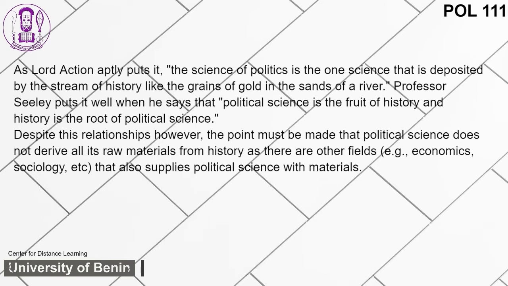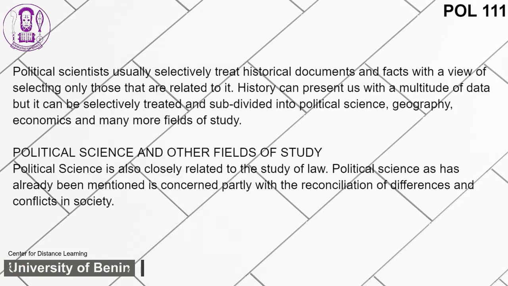Professor Seeley puts it well when he says that political science is the fruit of history and history is the root of political science. Despite these relationships, however, the point must be made that political science does not derive all its raw materials from history, as there are other fields, for example, economics, sociology, etc., that also supply political science with materials. Political scientists usually selectively treat historical documents and facts with a view of selecting only those that are related to them.